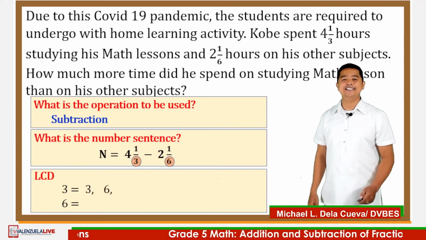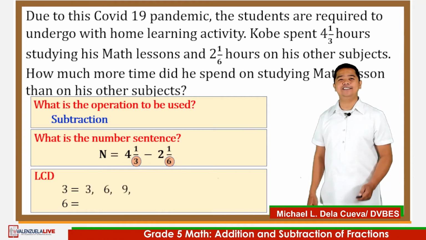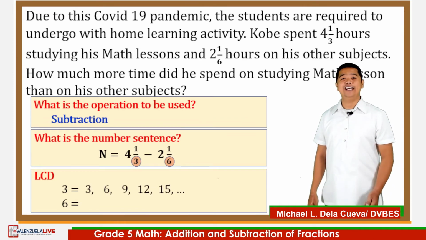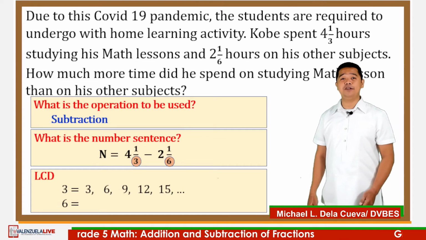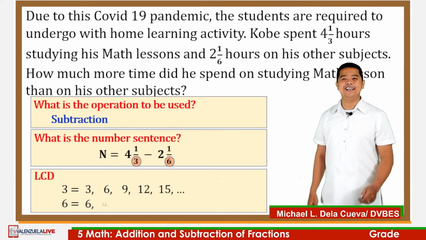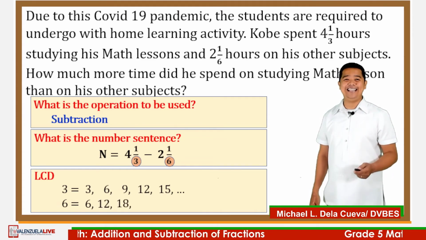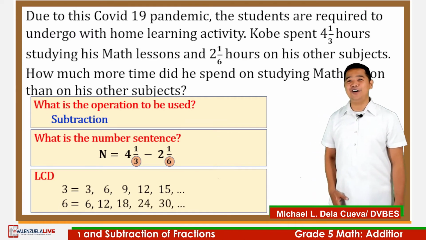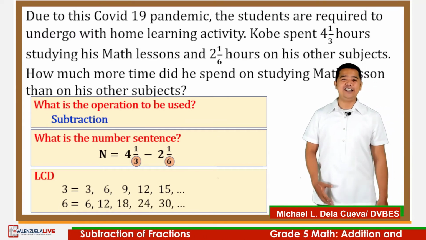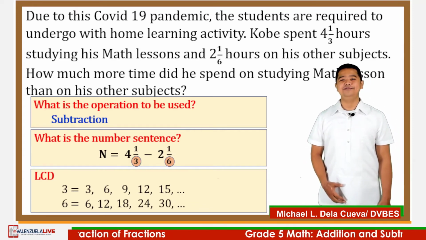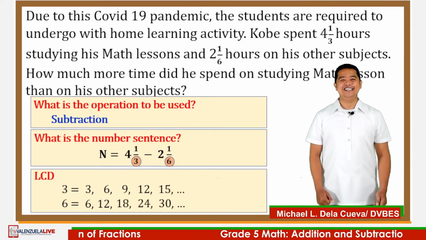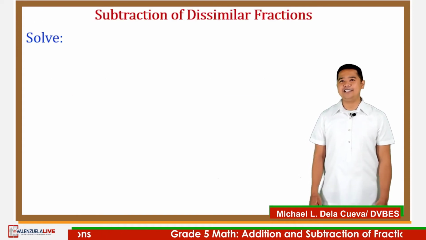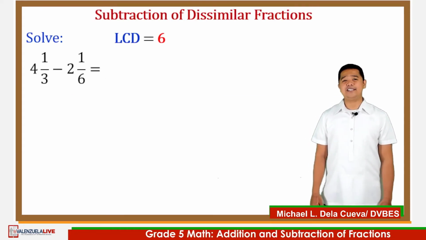Let us get the multiples of 3. We have 3, 6, 9, 12, 15, and so on. How about 6? What are the multiples of 6? 6, 12, 18, 24, 30, and so on. Now, what is the LCD of 3 and 6? Very good. The LCD is 6. And after getting the LCD, what is the next step?